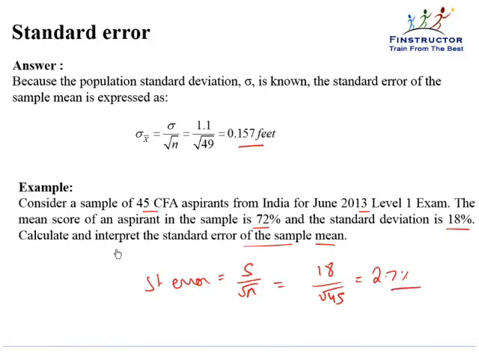The interpretation is the same. If I take simple random samples of size 45 and I take the means of each of those samples, then the distribution of the sample means will approximately be a normal distribution with a mean equal to 72% and a standard deviation, also called the standard error, equal to 2.7%.